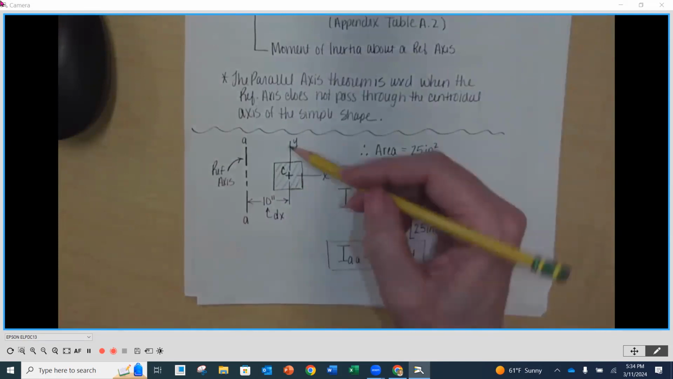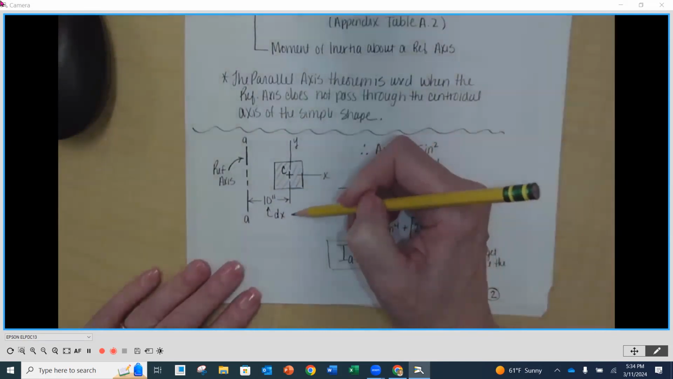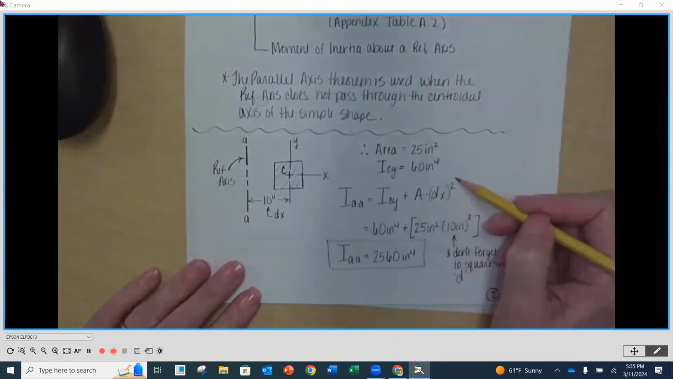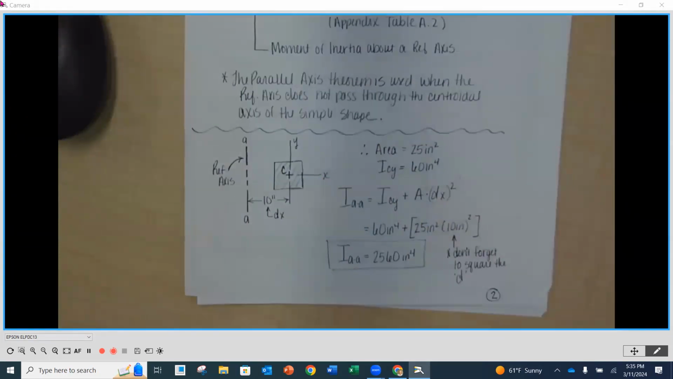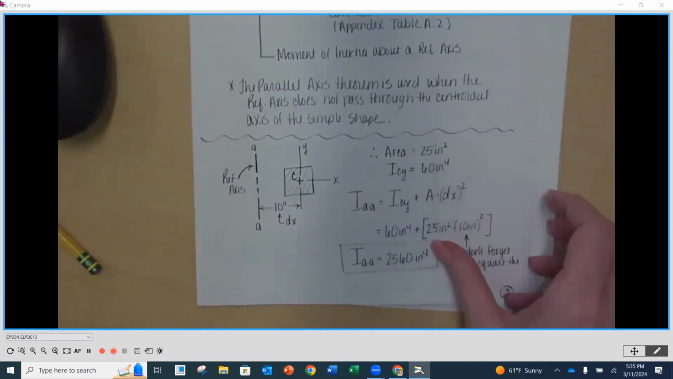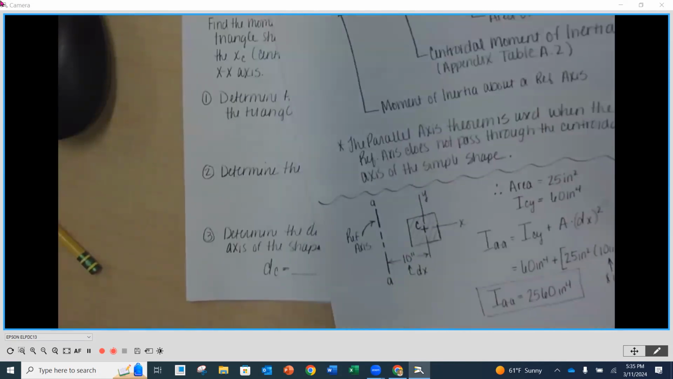Now, if the reference axis goes right down the middle here, then this goes to 0, and then those two are equal. In this case, it was offset, and that's why we had to take the A times the d squared. So only when that reference axis doesn't go through the centroidal axis of your shape. All right, so that's that.